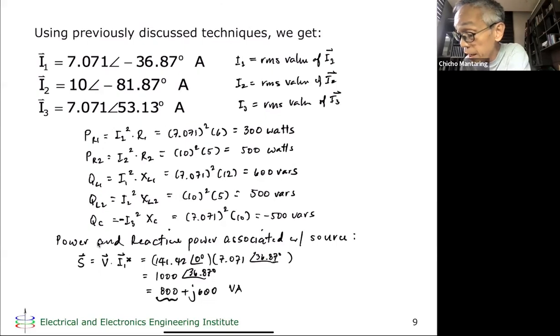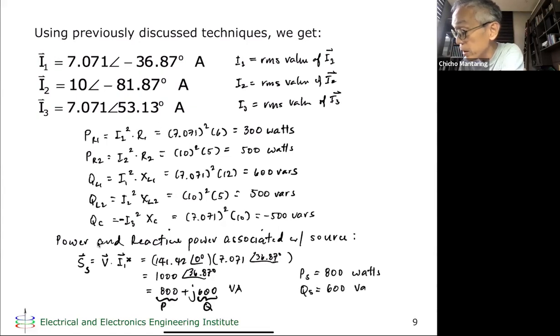But I know that this is my P and this is my Q. So for the source, let me just call this S, the complex power of the source. P of S is 800 watts and Q of S is 600 vars.